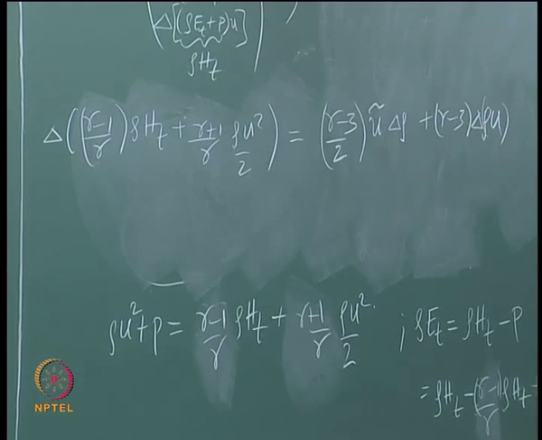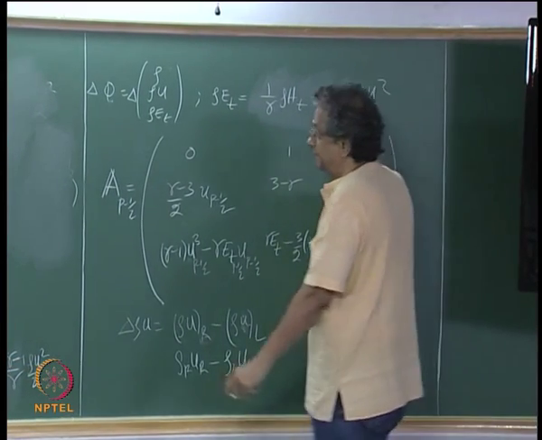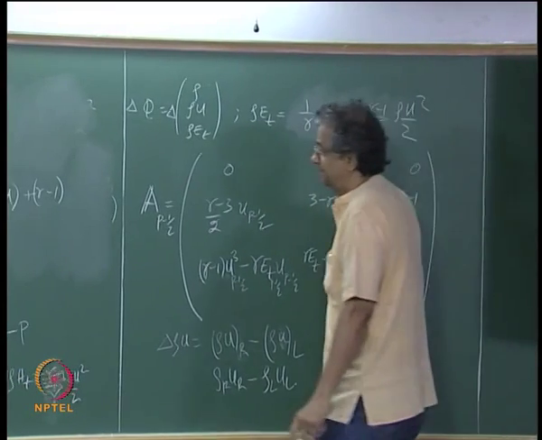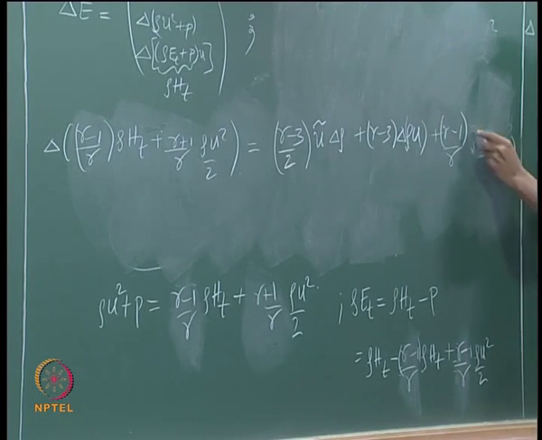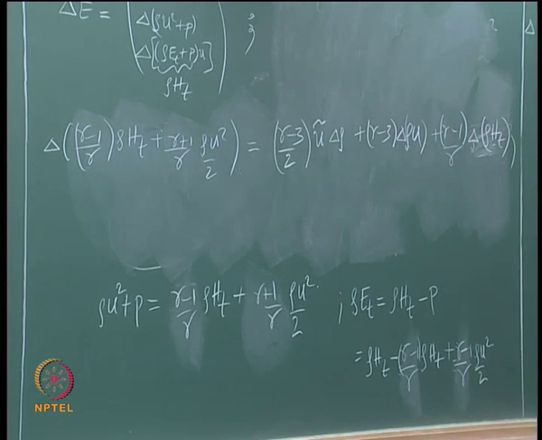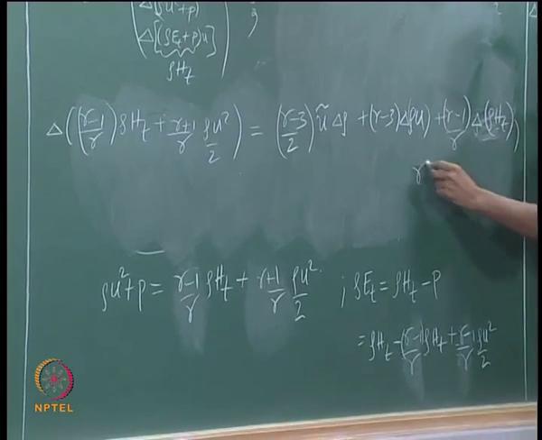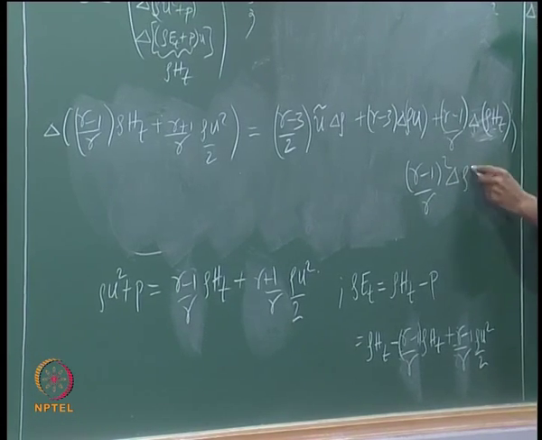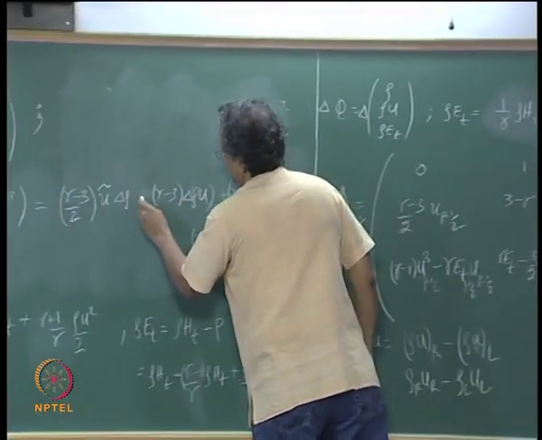Second one, gamma minus 3 into delta rho u. And gamma minus 1 into delta rho et, which is this quantity. Plus gamma minus 1 times that quantity, delta rho h t, gamma minus 1 into... is that fine? Where is the minus? 3 minus gamma. 3 minus gamma, therefore it is minus.